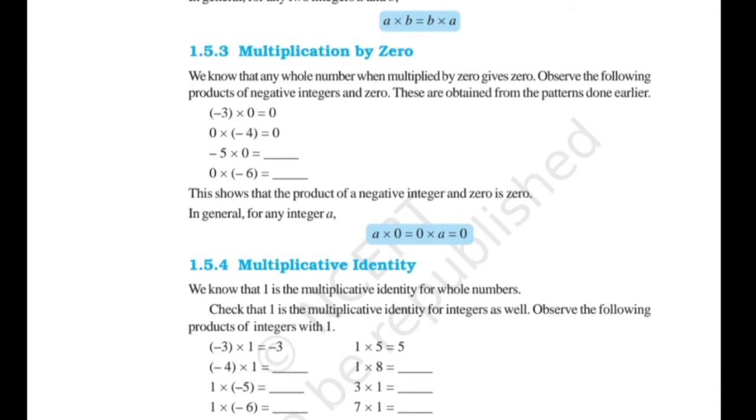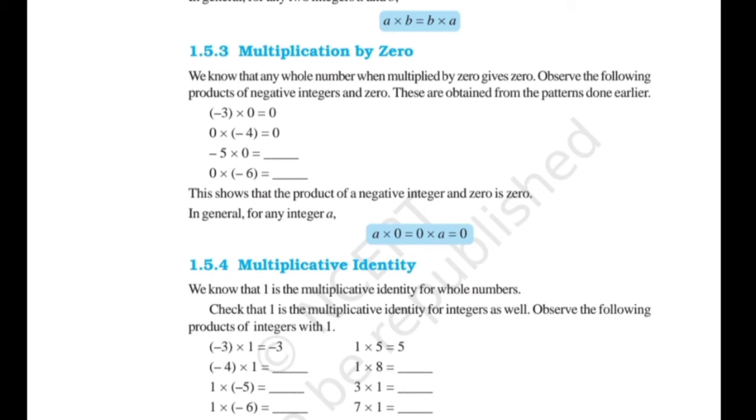Now multiplication by 0. So if we multiply any integer with 0, then the answer comes also 0. Minus 3 multiplied by 0 equals 0. 0 multiplied by minus 4, then the answer comes 0. Minus 5 multiplied by 0, then the answer comes 0. 0 multiplied by minus 6, then the answer comes 0. So this shows that the product of a negative integer and 0 is always 0.